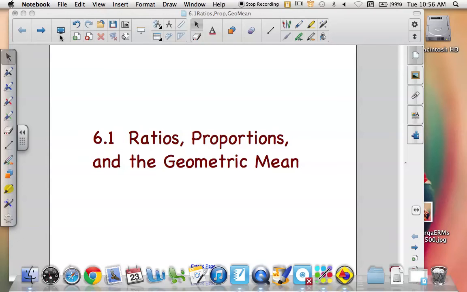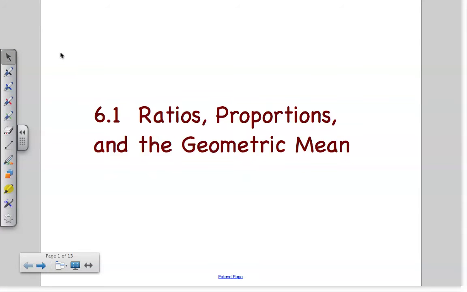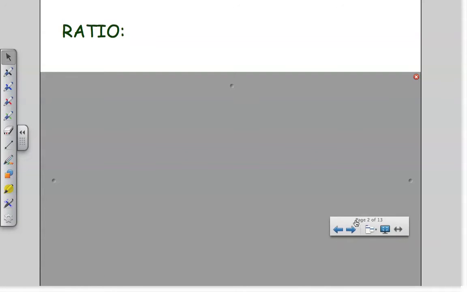In section 6.1, we're looking at ratios and proportions, and the second part of 6.1 we'll be looking at geometric mean. Ratios and proportions are something we did deal with in algebra, but now we're bringing in some more complex things with this and looking at geometric aspects as well.